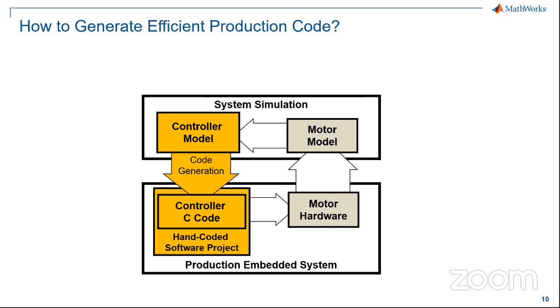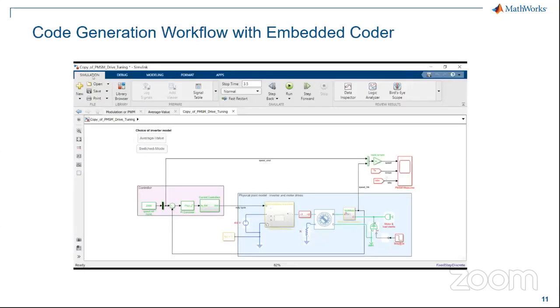The workflow here shows that we have a Simulink simulation with our controller model and motor model, and we can directly take the controller model for code generation and deploy the C code to any embedded software by using Embedded Coder. So now I would like to show you a video that I made to demonstrate the workflow. How do we quickly and easily generate the code with Embedded Coder?